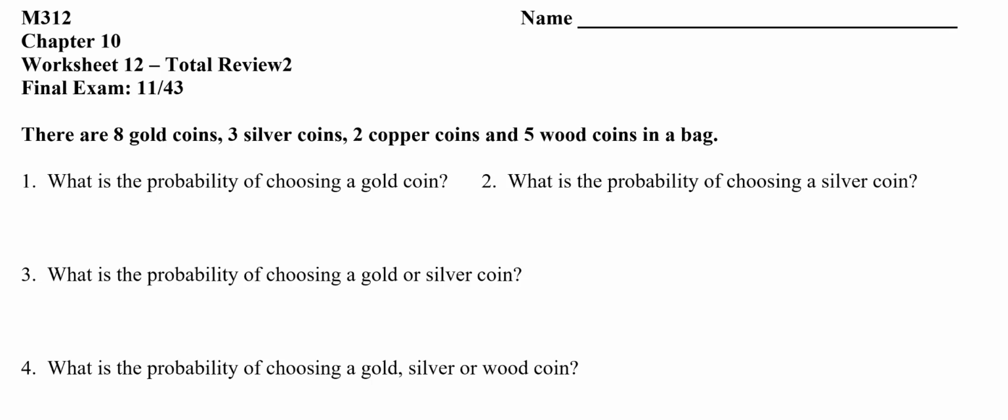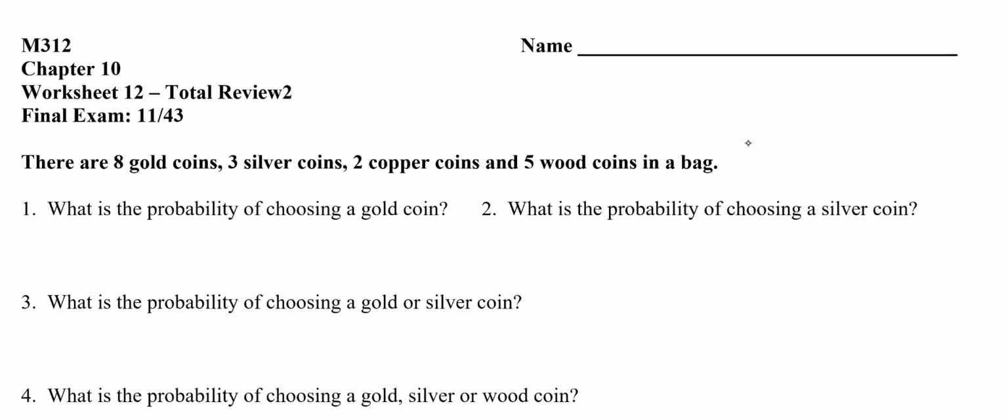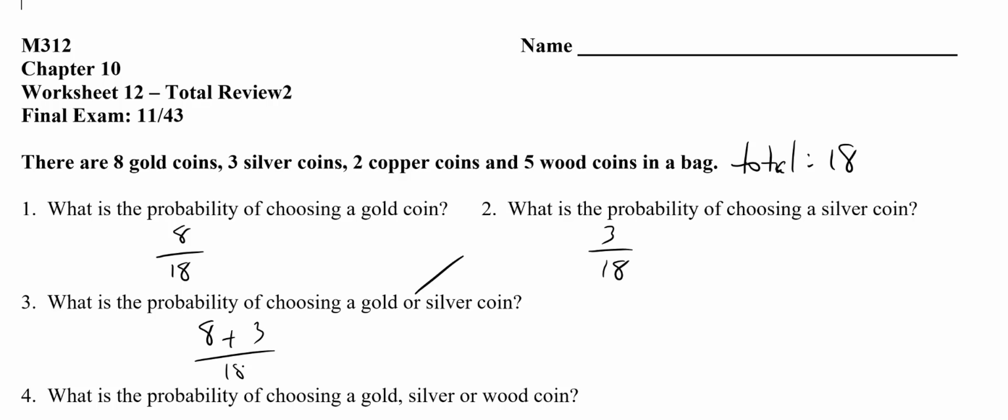Once again, you have to look for the total number of coins here. So 8 gold, 3 silver, 2 copper, and 5 wood. So there are a total of 18 coins. That's what you put in the bottom of the fraction, your denominator. The probability of getting a gold coin is 8 out of 18. Probability of choosing a silver coin, 3 out of 18. Pretty easy. Again, when you see the word or, you're going to add. So gold coin or a silver coin out of 18 is 11 over 18.